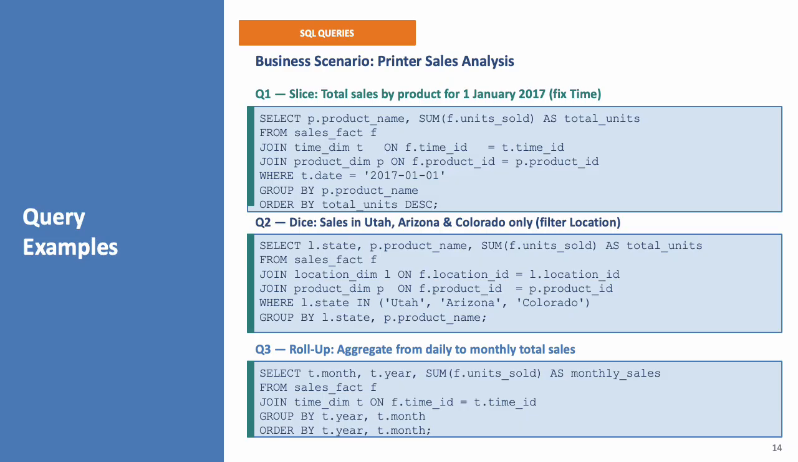Now we are going to look at how each OLAP operation is expressed as an SQL query against our star schema. We are going to use the same printer sales scenario. There will be 5 queries across this slide and the next, one for each OLAP operation. Let's look at the first one.